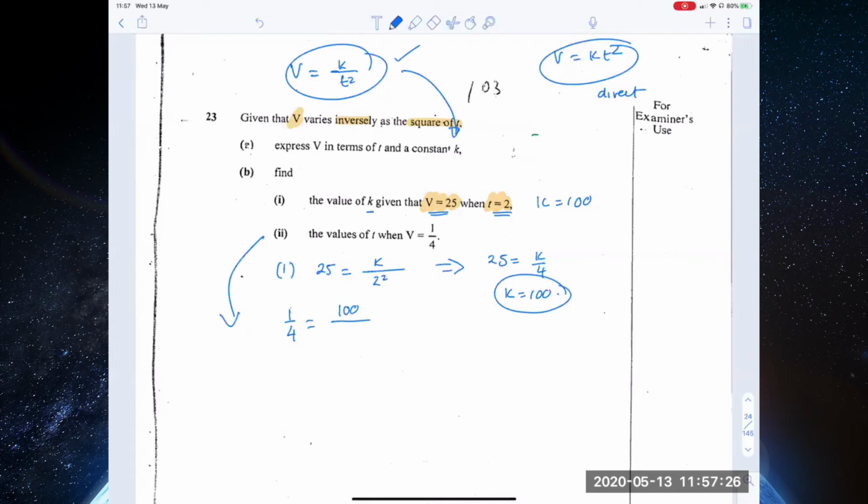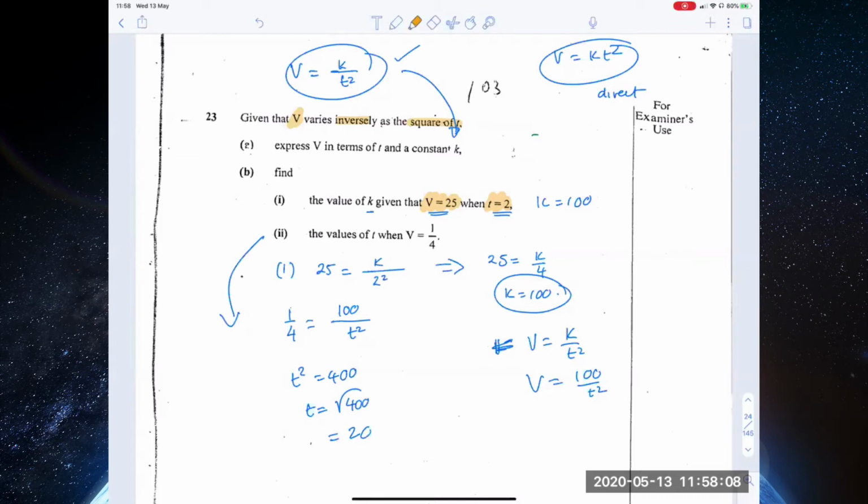So this equation is no longer V equals K over T squared. Instead, it's now V equals 100 over T squared. And then we cross multiply. T squared is equal to 400. Then you square both sides. You square or you square root? Square root. Careful. Okay, so what's the square root of 400? 20. So what's the answer? T is equal to 20.